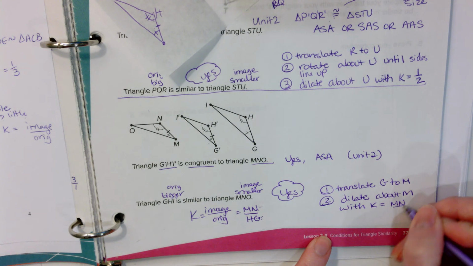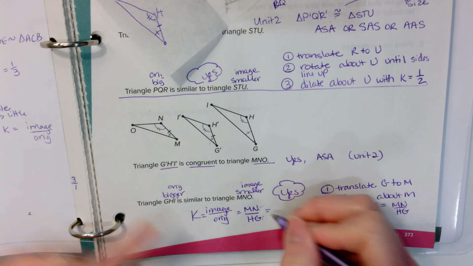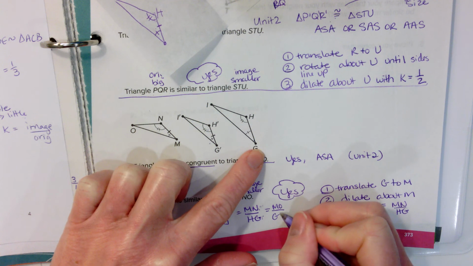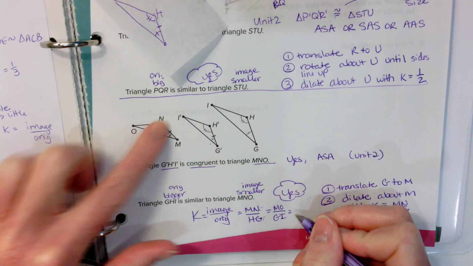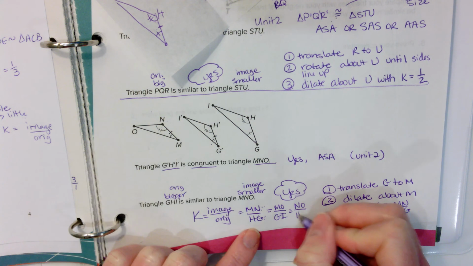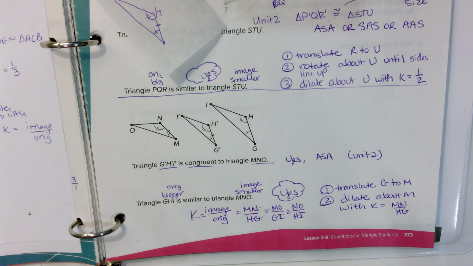Could you use the other sides? Yes, you could use any of them. MO, sure, but it's over GI. And then NO, sure, but that's over HI. And can I flip the letters in any of these? Totally. Lots of possibilities that are all correct here.